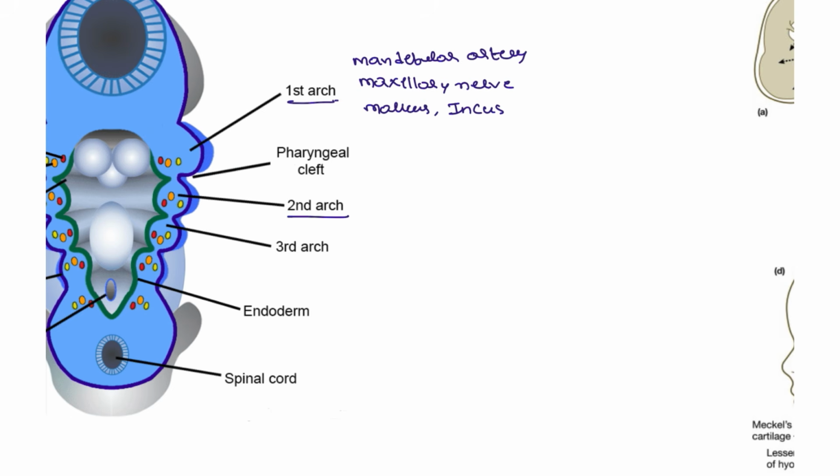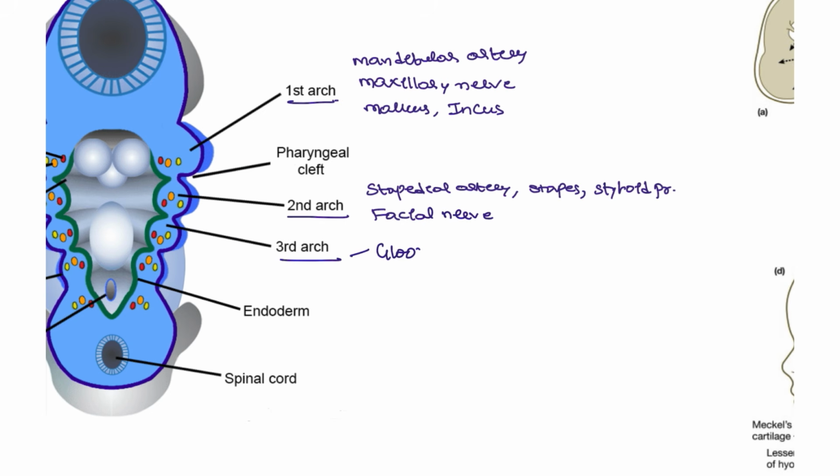Next, the second arch. The second arch is going to give rise to the stapedial artery and also the stapes. Okay, styloid process. The second arch is also going to give us the facial nerve. Next, the third arch is going to give rise to the glossopharyngeal nerve and the carotid arteries. Okay, the carotid arteries also come from here.